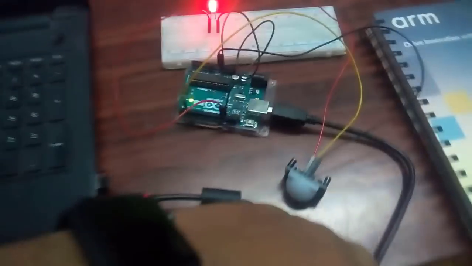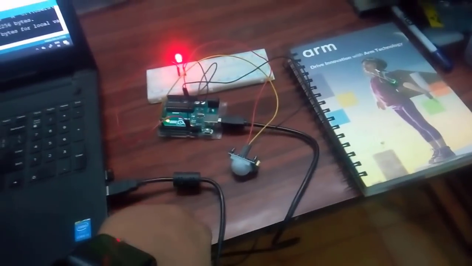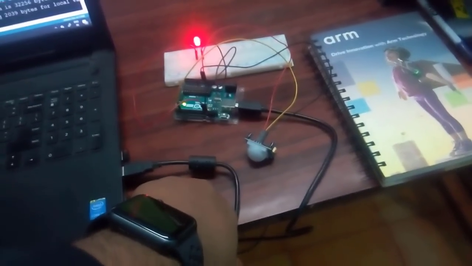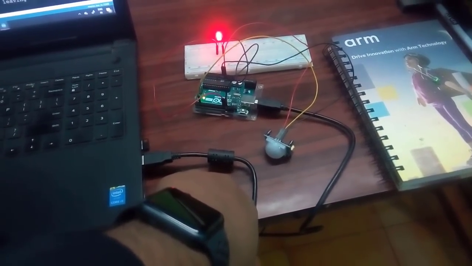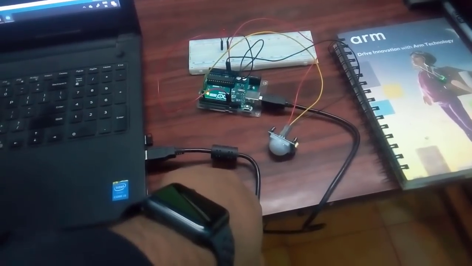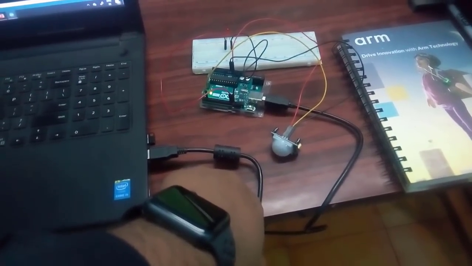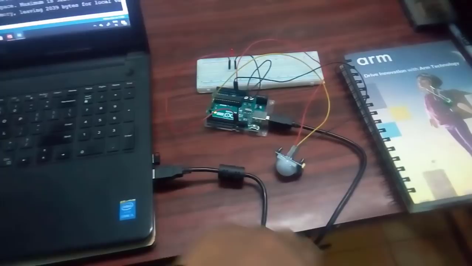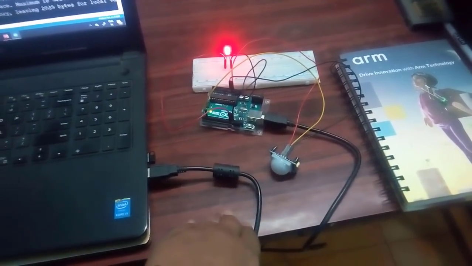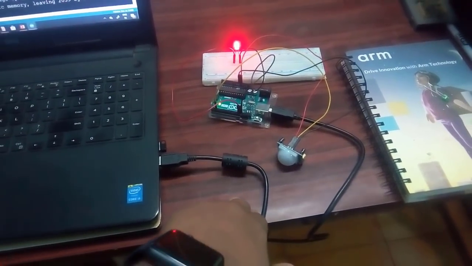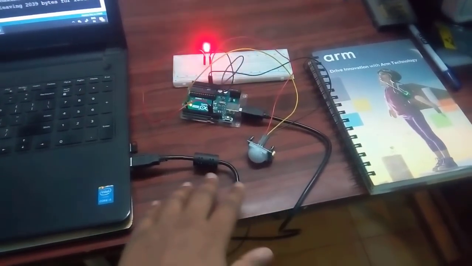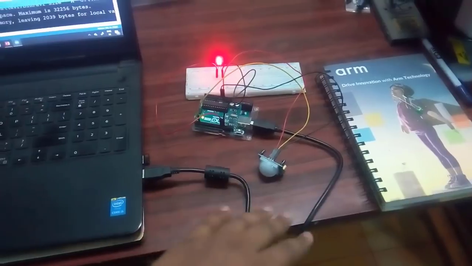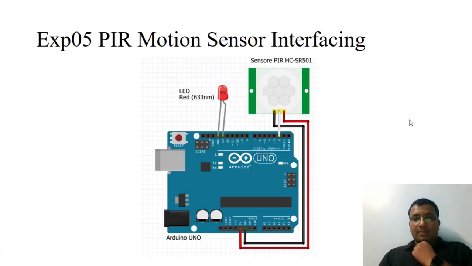So if there is a motion in front of this, I will do a motion, the LED turns on. If I am steady, look at this, it will stay on for 2 seconds. If I am steady, there is no motion, so it will not turn on. If there is a motion, it automatically detects the motion immediately, and then it turns on the LED. Again, if there is a motion, again the 2 seconds delay is there. Okay, so we have just seen the interfacing of the PIR sensor.